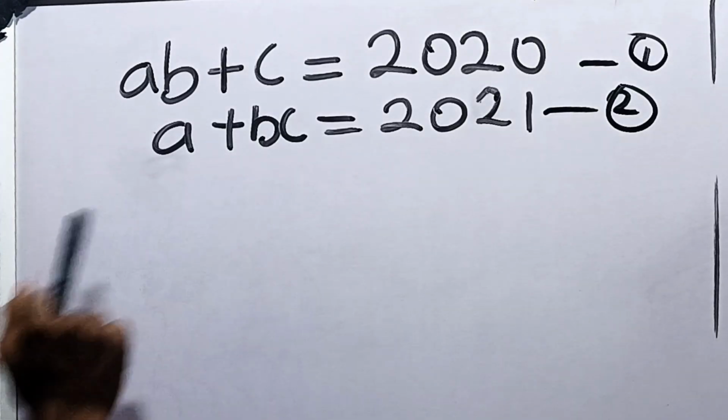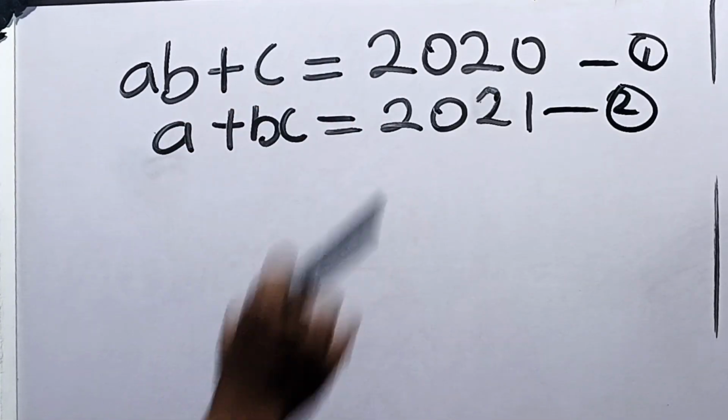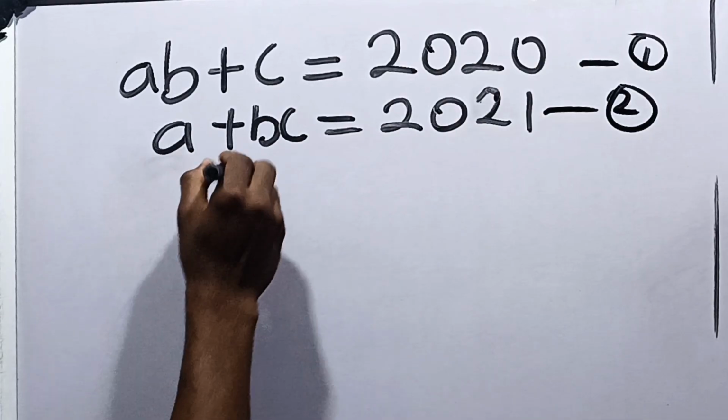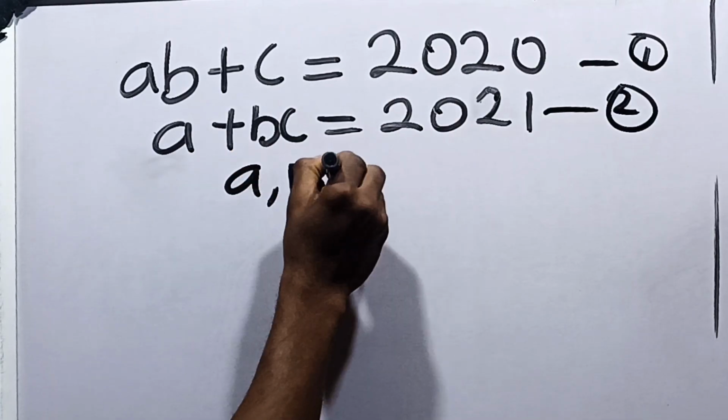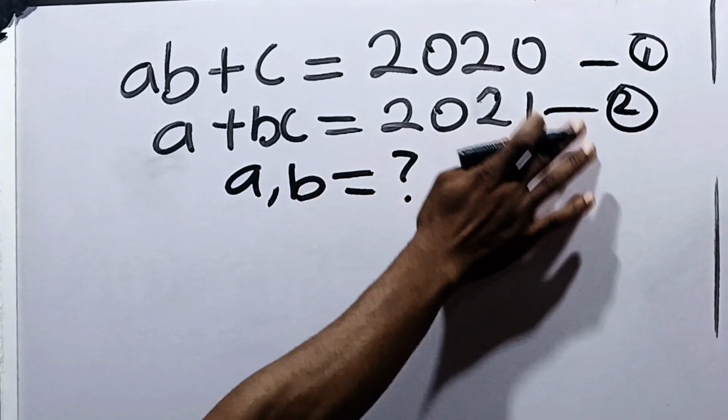Let's solve this together. It says AB plus C is equal to 2020 and A plus B is equal to 2021. We're going to solve for the value or values of A and B in this question. First things first, let's call the first equation equation 2 and the second equation equation 1.